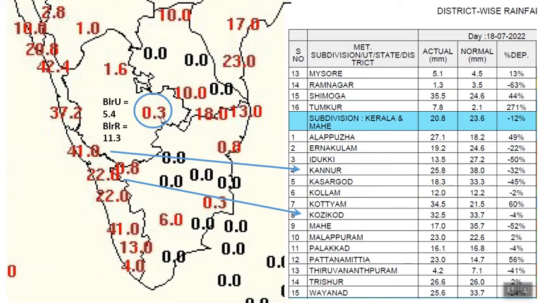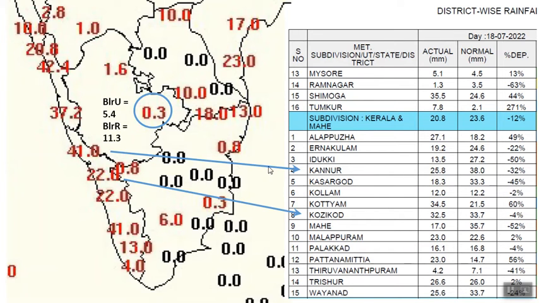Plus, the values reported in this map do not seem to match well with the daily district-wise rainfall statistics published by IMD themselves. For example, in this bulletin map, IMD seems to show Bangalore had 0.3 millimeter per day rains. But on the same day, from the district-wise rainfall statistics, we get that Bangalore urban had 5.4 millimeter and Bangalore rural had 11.3 millimeter per day rains on this day.